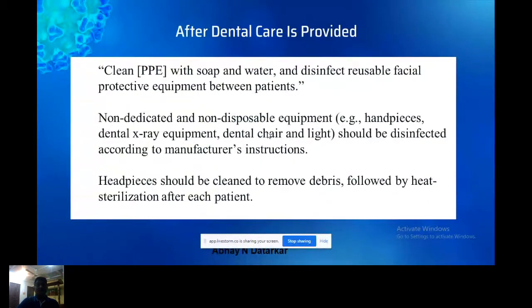Now once the procedures are done, after dental care, clean up the PPE with soap water and disinfect the reusable face protective equipment. Non-dedicated and non-disposable equipment like the handpieces, dental X-ray units, and dental chairs should be disinfected as per the manufacturer's instructions. You can use hypochlorite or bacillol. The handpieces should be cleaned to remove the debris, followed by heat sterilization. Autoclaving is the best way of sterilization as far as dental procedures are concerned.